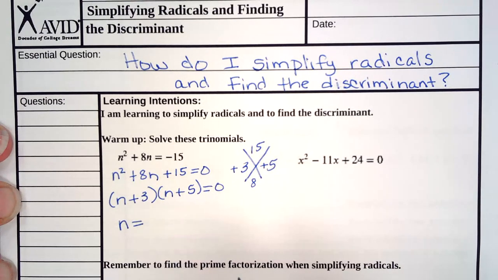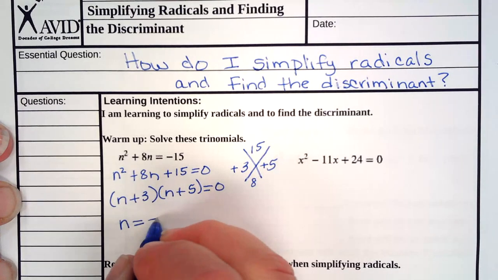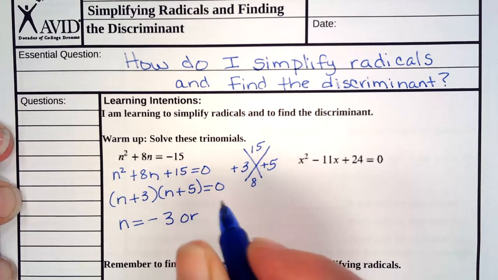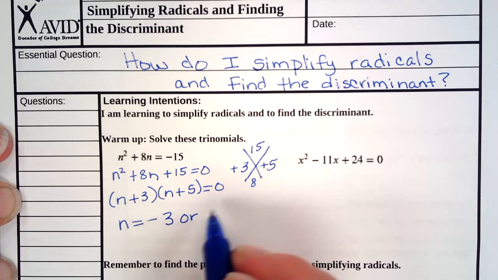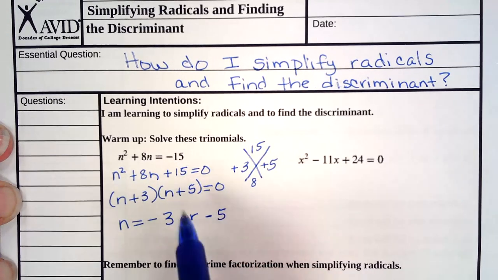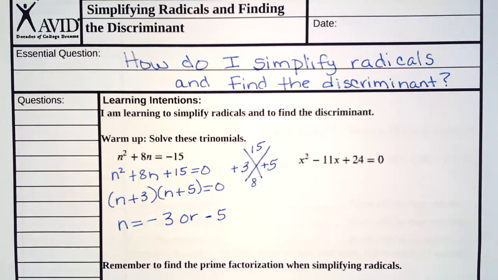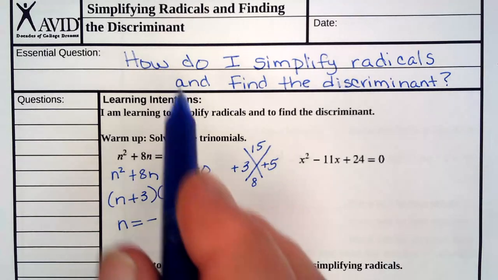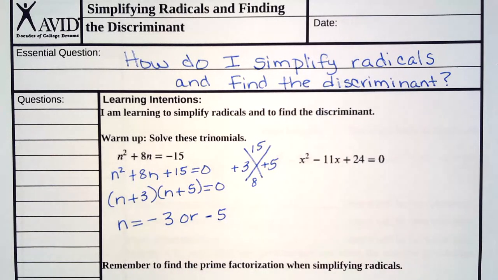What is the opposite of 3? Negative 3. What's the opposite of 5? Negative 5. So the graph will go down through negative 5 and come back up through negative 3. Remember, it's that parabola, that U shape.